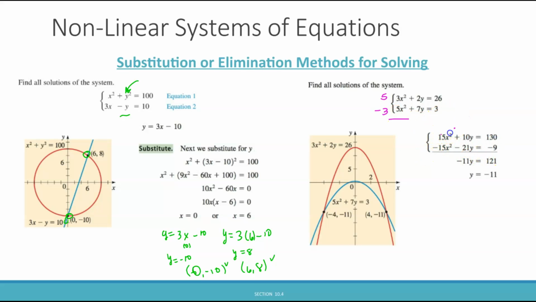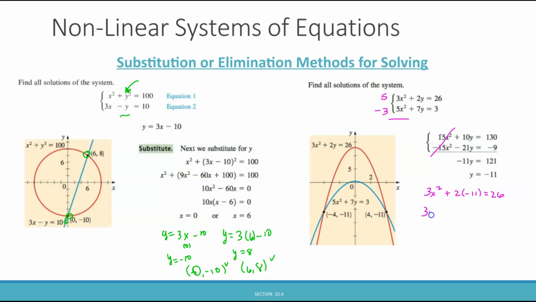We add those together, eliminating x squared. 10 minus 21 is negative 11, and 130 minus 9 is negative 121. We divide by negative 11, and y equals negative 11. It doesn't matter which equation we pick, but pick one of them. We plug in that y and see what we get for x. I just chose equation 1, but it doesn't matter which one I choose, and I'm plugging in y as negative 11, which is what we just found.